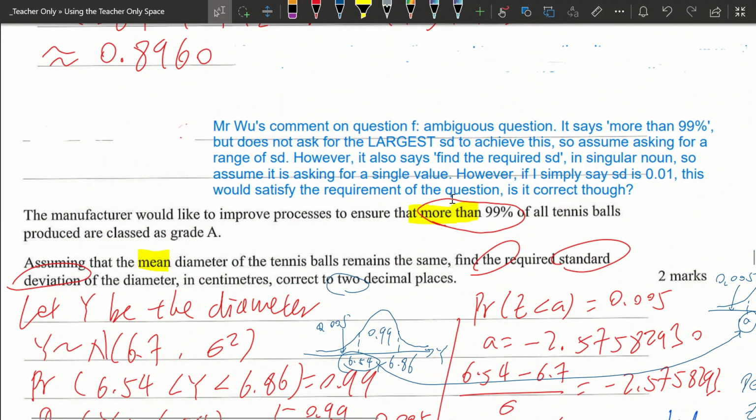Again, it's very easy to fix this. Find the largest required standard deviation, and that'll be done. That'll be good. So either VCAA could have added the word largest, or they could have said find the range of standard deviation that can achieve this.